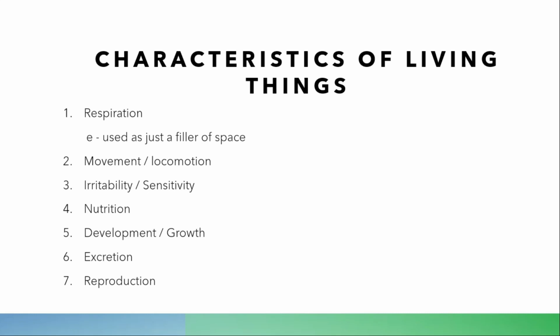So let's go through that again. Number 1 is going to be respiration. Number 2 is going to be movement / locomotion. Number 3 is going to be irritability / sensitivity. Number 4 is going to be nutrition. Number 5, development / growth. Number 6, excretion. And 7, reproduction.